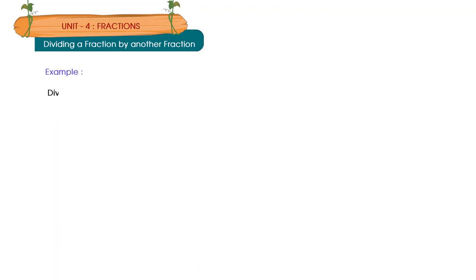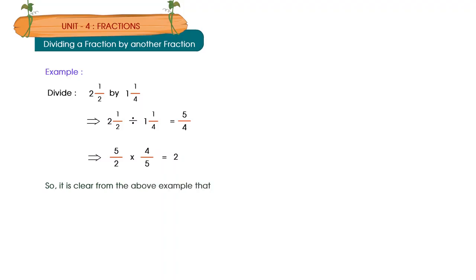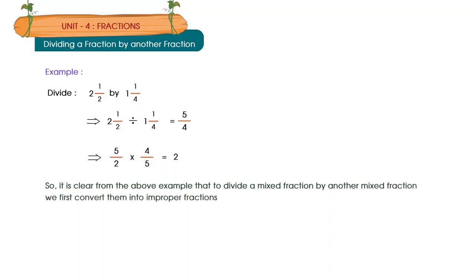Example. Divide 2 1/2 by 1 1/4. 2 1/2 ÷ 1 1/4 = 5/2 ÷ 5/4 = 5/2 × 4/5 = 2. So, it is clear from the above example that to divide a mixed fraction by another mixed fraction, we first convert them into improper fractions and then multiply the dividend by the reciprocal of the divisor.